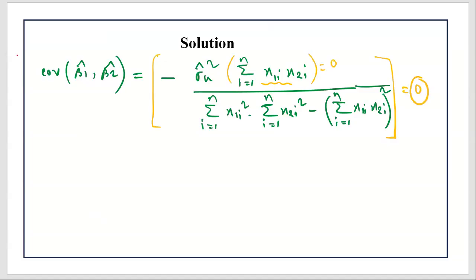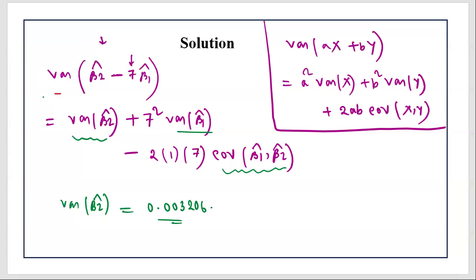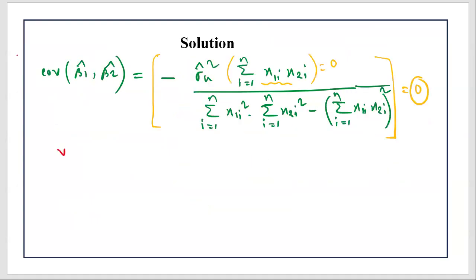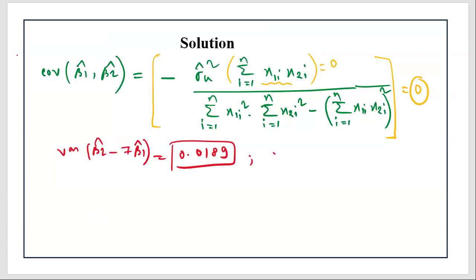Right? So now you have all the formulas. If you substitute the values of variance of beta 2 cap, variance of beta 1 cap, and covariance, which is zero, so this entire term is zero. The variance of beta 2 cap minus 7 beta 1 cap, if you put all the values, I have already done the calculation. This will come out to be 0.0189, something like this. There are many other values, but the first terms are this, approximately 0.0189. This is the variance.